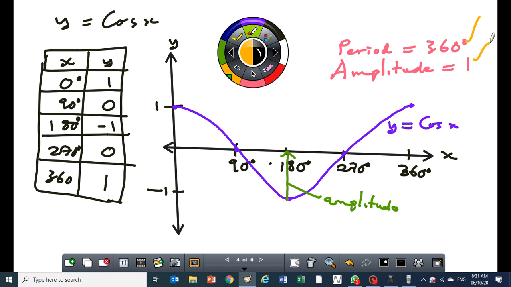Right, let's carry on. If you're still copying, then carry on. Then let's move on to examples.